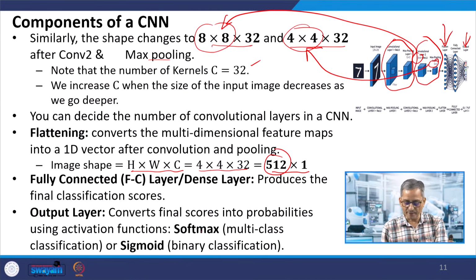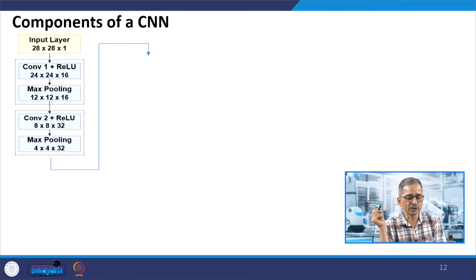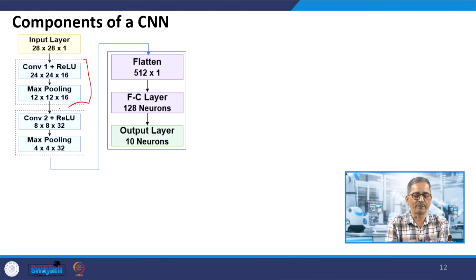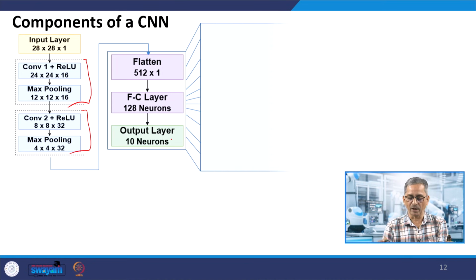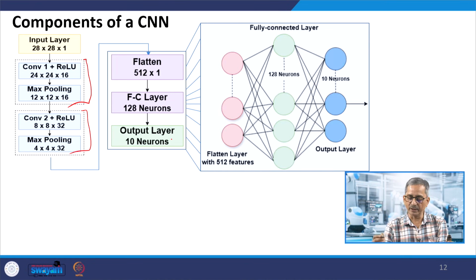So the softmax activation function is used for multi-class classification and the sigmoid for binary classification. Okay, so here let us go into further detail. This was the first convolution and max pooling, second convolution and max pooling, then we have the flattening and the fully connected layer and the output layer. So this is how it looks.